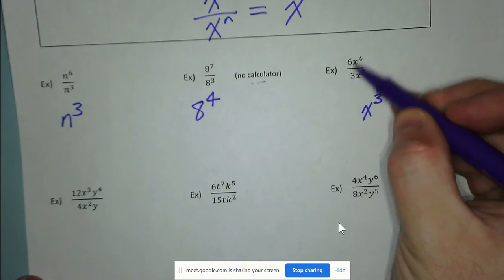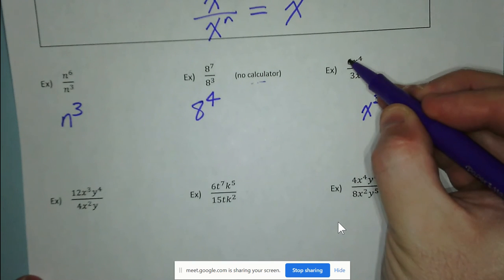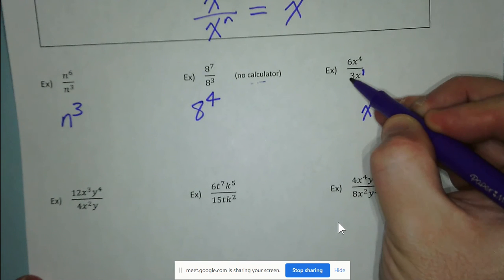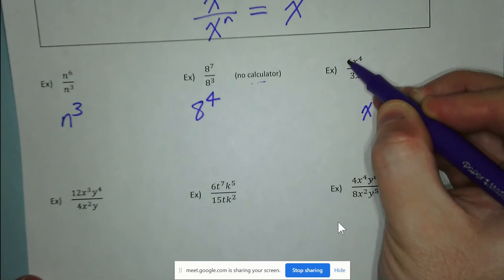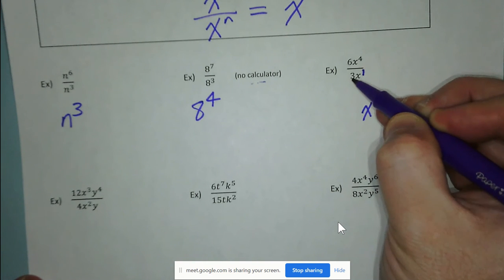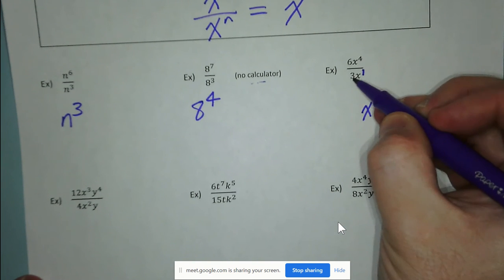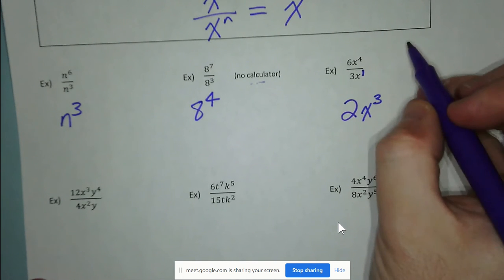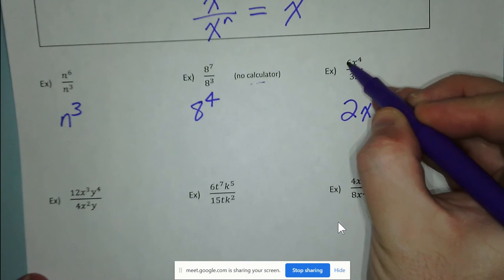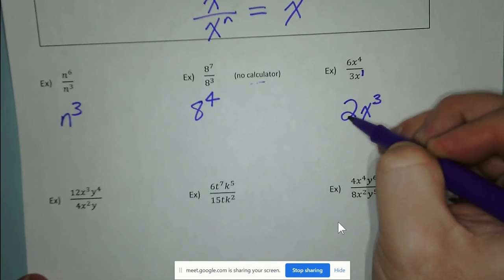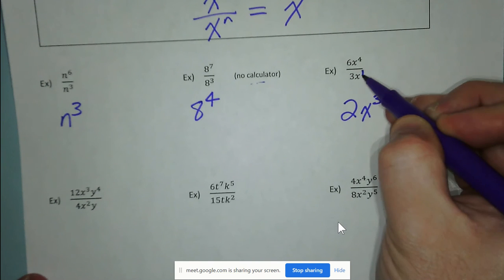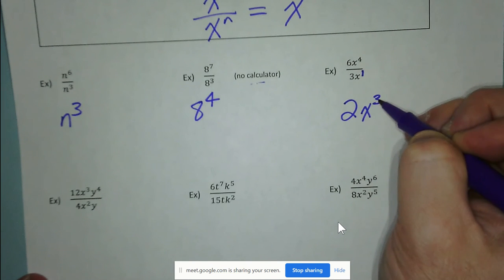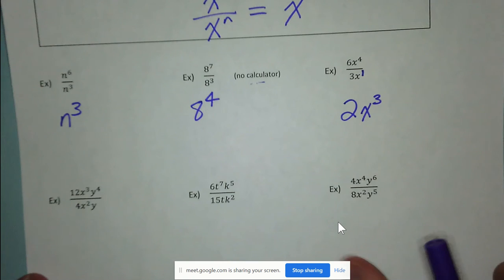Do we subtract? No. This is not some fancy shortcut with exponents. This is just like 6 over 3, literally 6 divided by 3 like you were doing back in 2nd and 3rd grade. So that's just 2. Do not confuse 6 divided by 3, that's just division, with x to the 4th divided by x. That's where you can subtract powers.